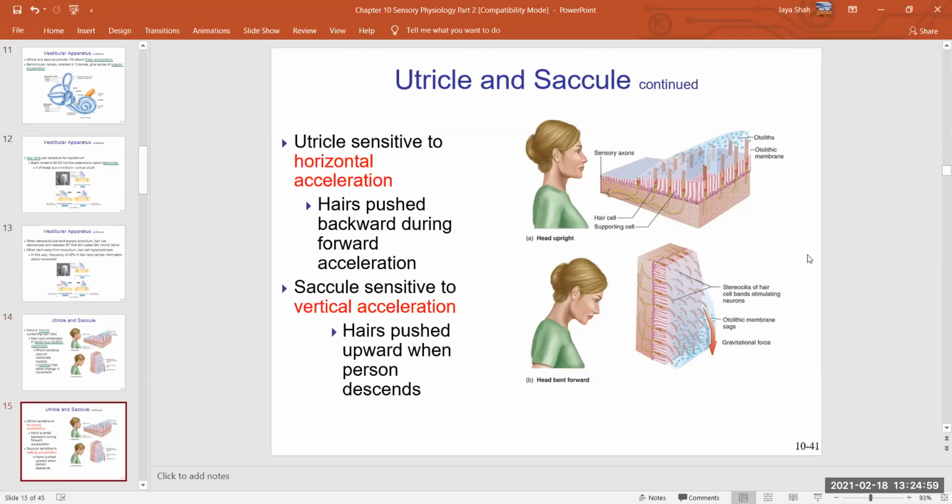Yes. So the utricle is sensitive to horizontal acceleration, here pushed backward, you see, during forward acceleration, and the saccule is vertical acceleration. So this is vertical acceleration. Here it is pushed upward when the person descends.